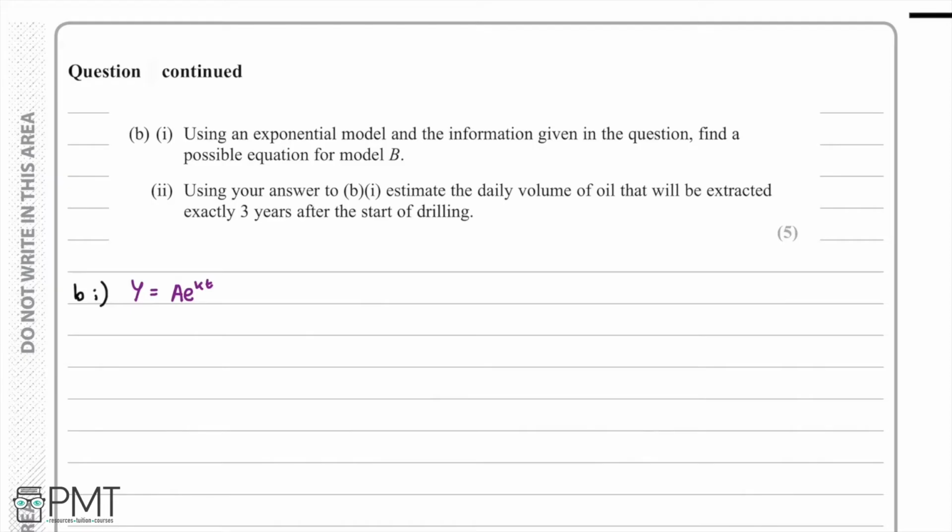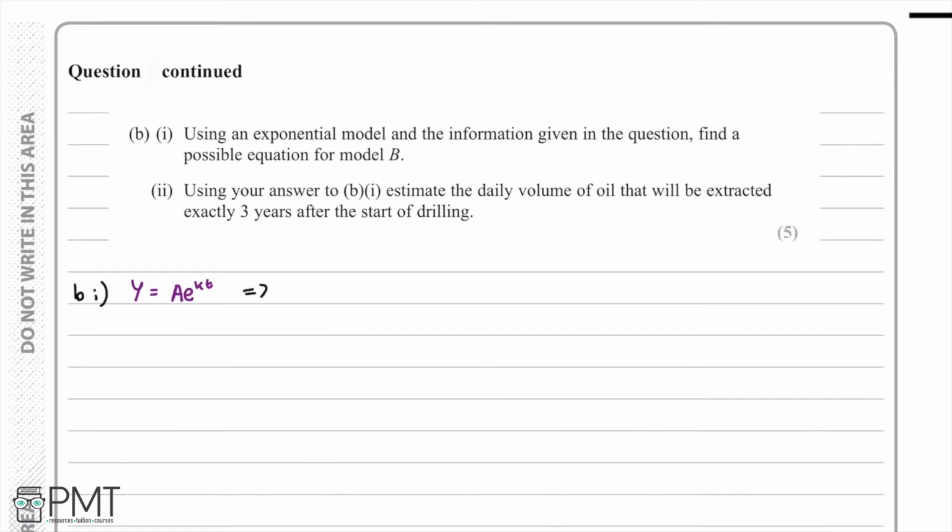So we're asked, using an exponential model and the information given in the question, find a possible equation for model B. So when we see exponential model, the first thing we must think of is our standard equation. And it's always going to be y is equal to a e to the power of kt, where a and k are both constants. So we need to convert this into something that looks more like the notation we've been using throughout our question, where y is equal to v and t remains as t.